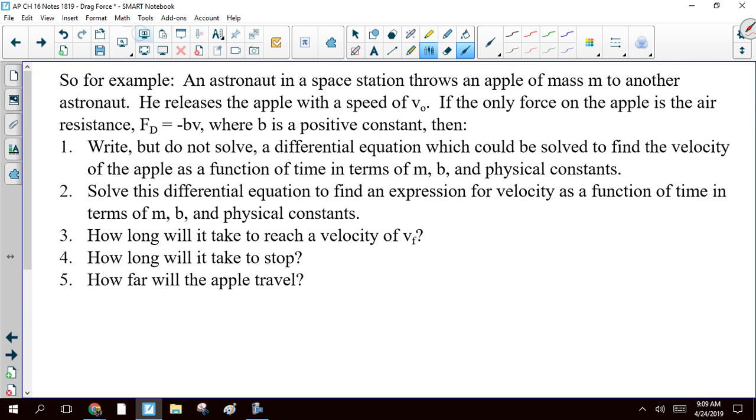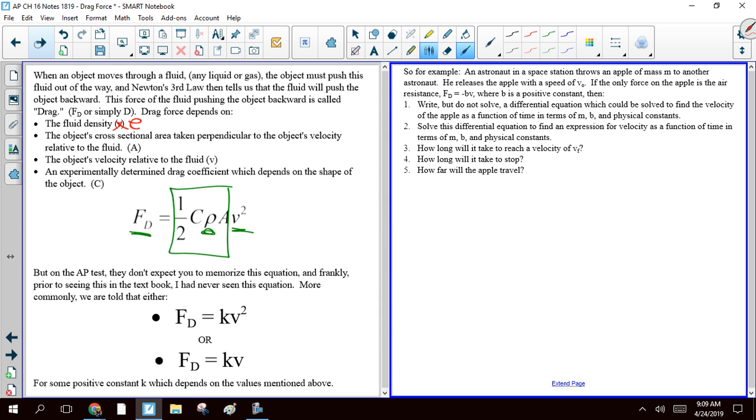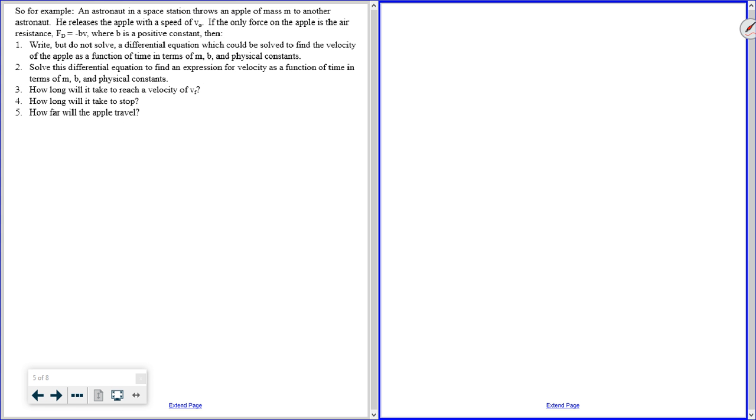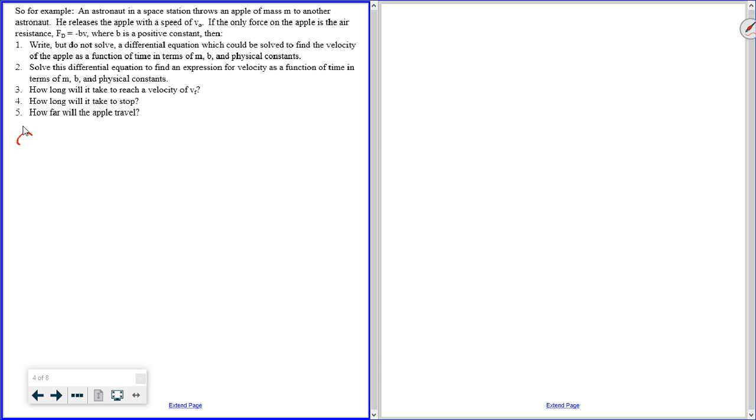Now, how do I want to do this? Oh, dual page. You gotta make sounds or it doesn't work. All right, so here we go. Write, but do not solve a differential equation which could be solved to find the velocity of the apple. Oh, wow. All right. If they gave you a master's.